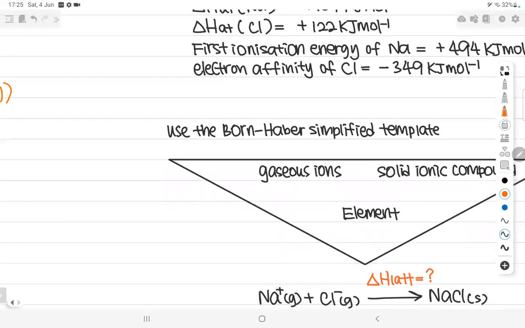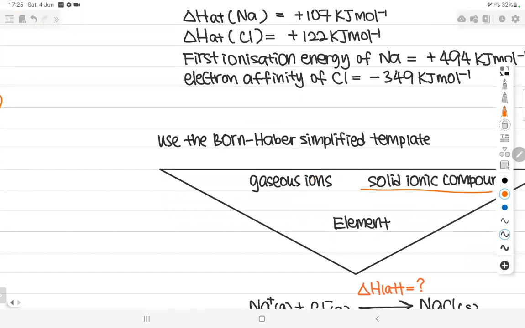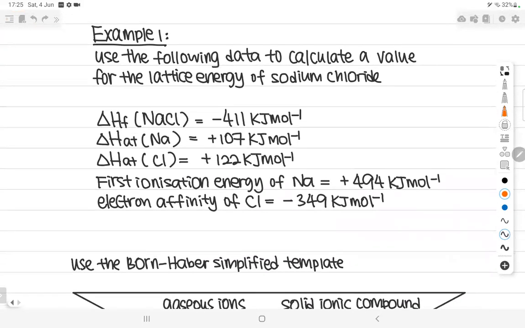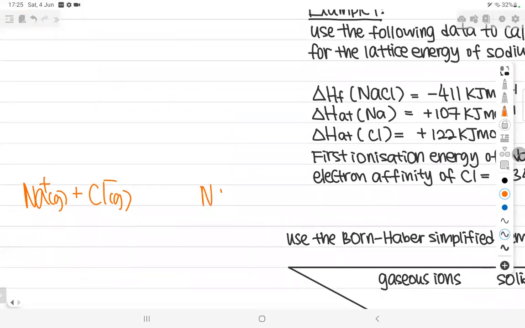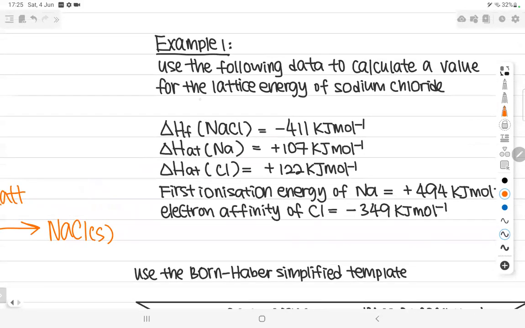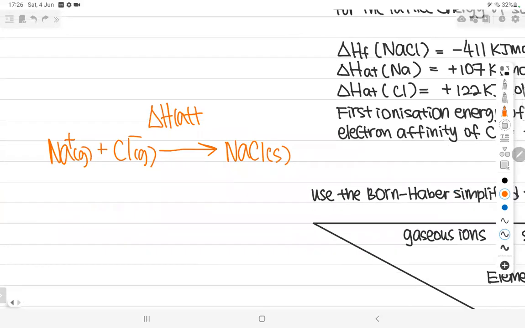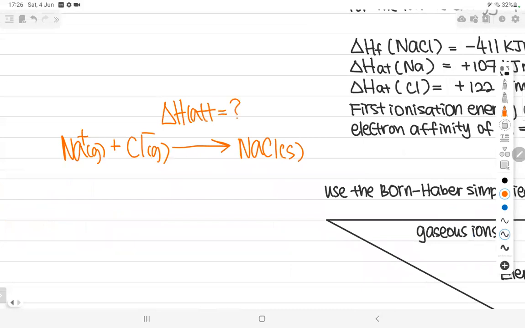When gas ions combine together, you get a solid ionic compound. What is the solid ionic compound here? Sodium chloride, NaCl. All ionic compounds are solid. Remember, state symbol is important. Put the arrow here first. When gas ions combine to form a solid ionic compound, this is lattice energy. Do we know the lattice energy? No, we don't. This question wants us to find the lattice energy, so we know nothing about it. Put a question mark here.